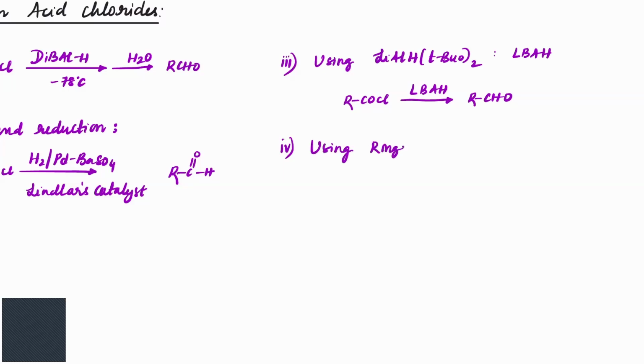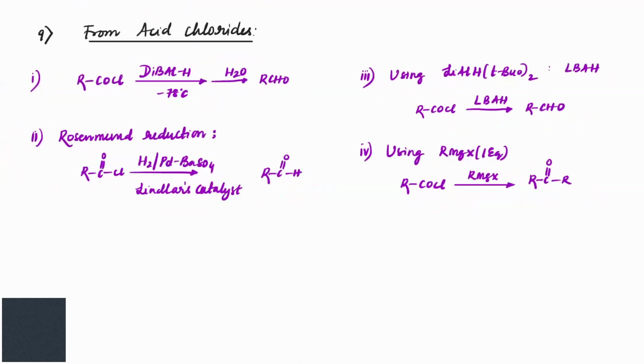Next, using RMgX, Grignard's reagent, but only one equivalent. So RCOCl, if you make a controlled reaction with RMgX, you will get this as R C double bond O R. Okay. Ketone would be formed in this case. Everyone clear on that?